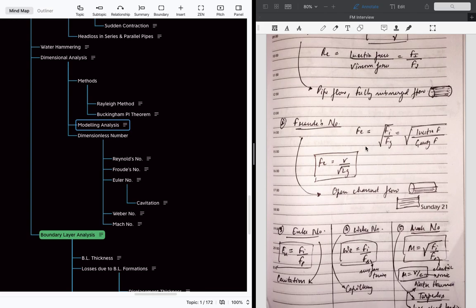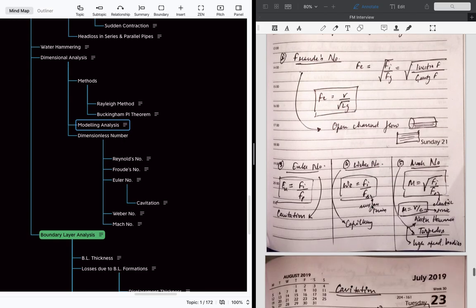And the next dimensionless number is Froude's number. Fr is equal to root of Fi by Fg, that is, the root of the ratio of inertial force divided by the gravitational force. The Froude's number equation is V by root of g L. Froude's number is used for open channel flow, in which we have atmospheric pressure over the flow of the fluid. The third one is Euler's number, which is the ratio of the inertial force divided by the pressure force. This is basically used in cavitation situations.